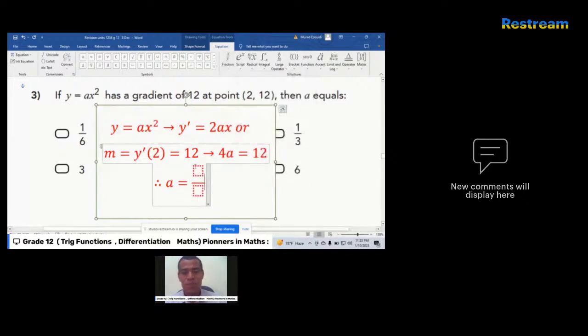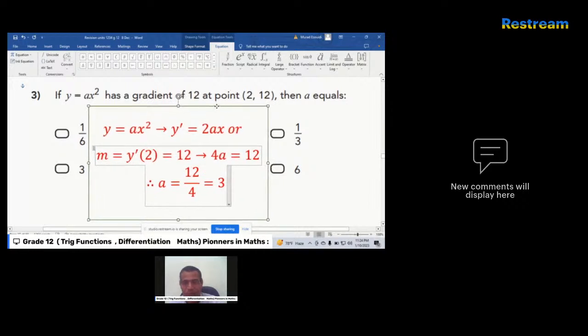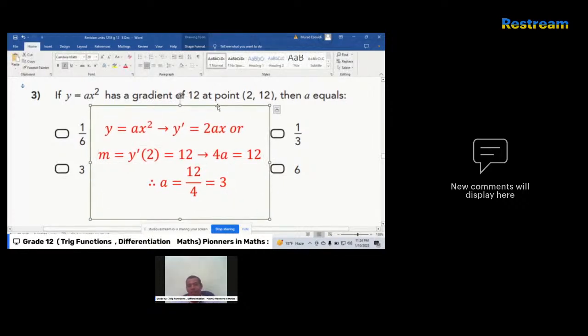A is equal to 12 over 4. We divide both sides by 4, so a equals 3. So, in your opinion, what is the correct answer here? Is it 6, or 1/3, or 3, or 6? So the answer is 3. Okay, so a is 3.